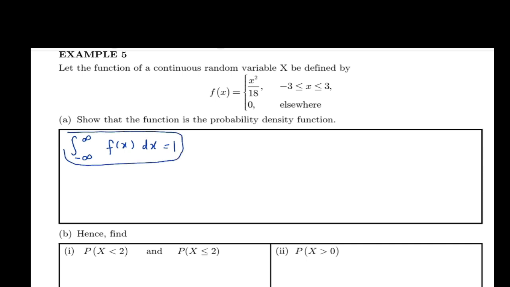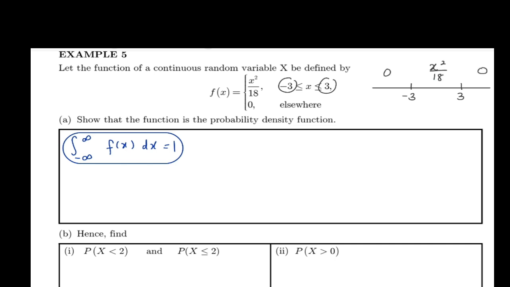So in order to do that, I draw the number line first and I put up the values of x, which is negative 3 and 3. The function varies from negative 3 until 3, so it's situated here, and then 0 as well. From the number line, the far left refers to negative infinity, whereas the far right refers to infinity. So we are going to integrate from negative infinity until negative 3, but the function is 0.